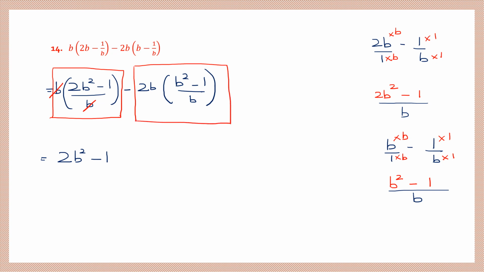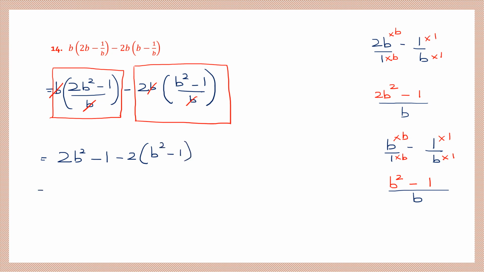And let's see what we can cancel. I can cancel b and b. So b is removed. Now I have 2 before the brackets, minus 2 before the brackets, and b square minus 1. So let's write that down as it is first. So minus 2, and within brackets we have b square minus 1.